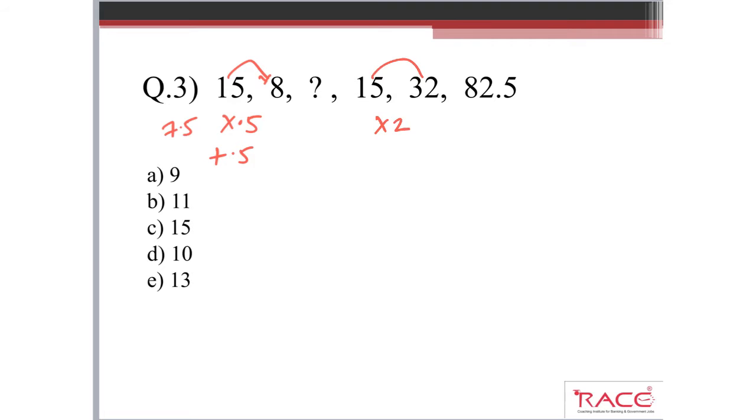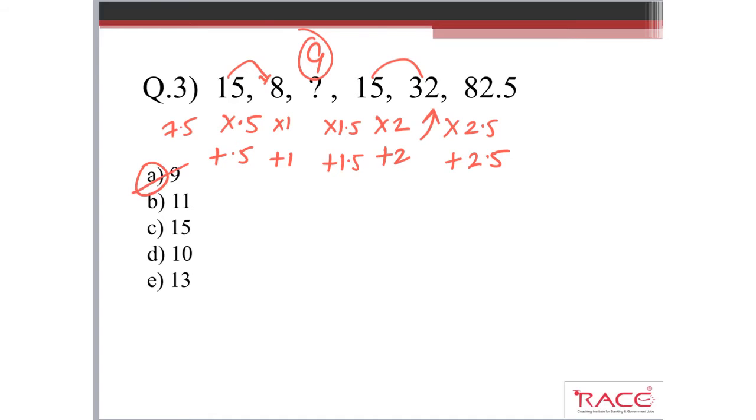So now next here we can see between 15 to 32. Multiply by 2, 30 plus 2, I will get 32. So it means I will add 0.5 here, multiply by 1 plus 1, then here multiply by 1.5 plus 1.5. Here multiply by 2.5 plus 2.5. So what would be my answer? 8 multiplied by 1, 8 plus 1, 9. So 9 will be the answer. So A is our answer in this question.